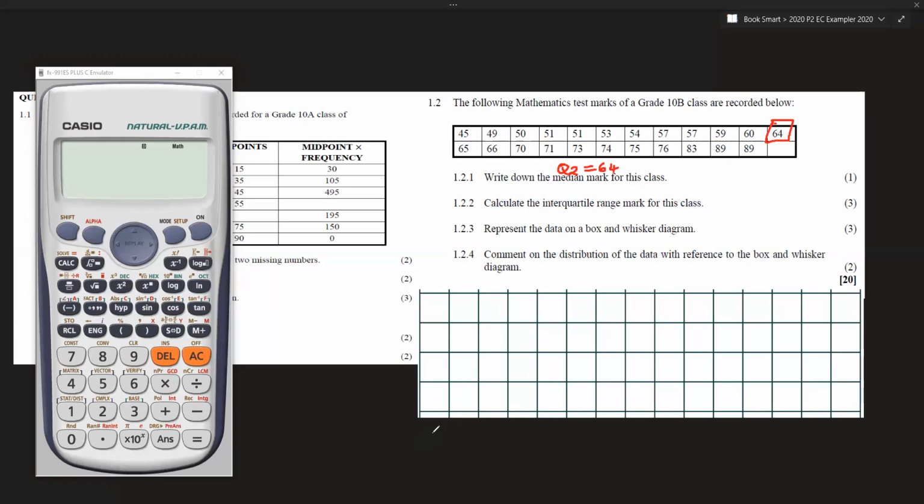Now this question wants us to find the interquartile range. IQR, which is an abbreviation for interquartile range, is given by the upper quartile, which is Q3, minus the lower quartile, which is Q1. I'll show you how to do it. After you find your Q2, it's easy to find Q1 and Q3. What you're going to do is erase this part. You cancel your Q2, basically. It's no longer there.